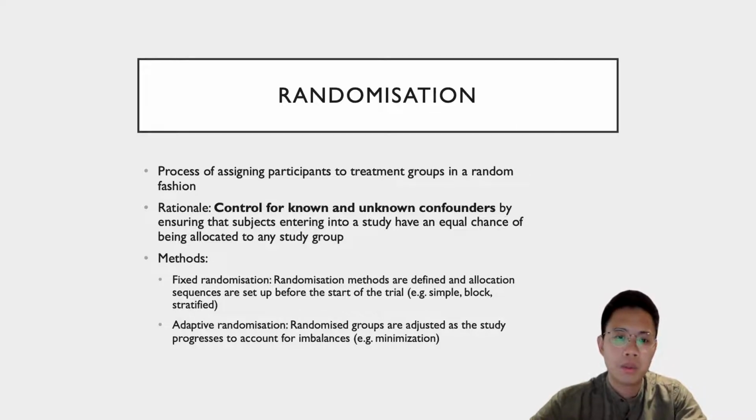There are 2 big approaches. The first is fixed randomization, in which the randomization methods are defined at the beginning and allocation sequences are set up before the start of the trial. Versus adaptive randomization, a process which, strictly speaking, isn't really random in nature, but the randomization process is adjusted along the way to minimize imbalances that occur as the assignment process is carried through.